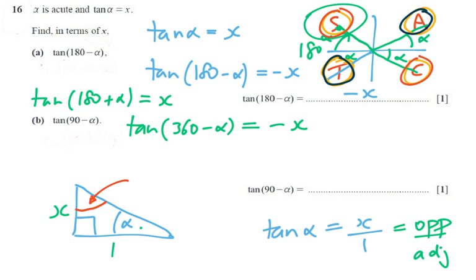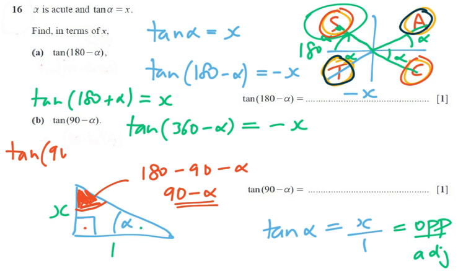Well, if this angle is 90, and angles in a triangle add up to 180 degrees, which they do, then the remaining angle is going to be 180 minus 90 minus alpha, which in other words is 90 minus alpha, which is the angle we're looking at. So if I'm trying to work out tan of 90 minus alpha, that's going to be opposite over adjacent. So I can use my triangle that I set up here.